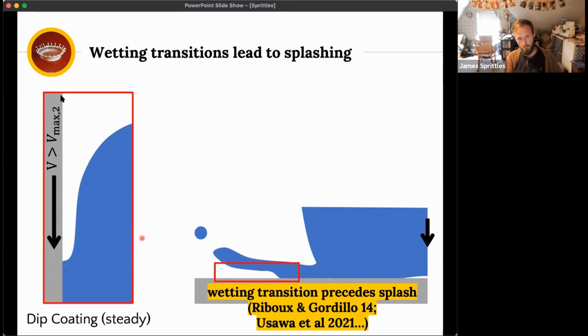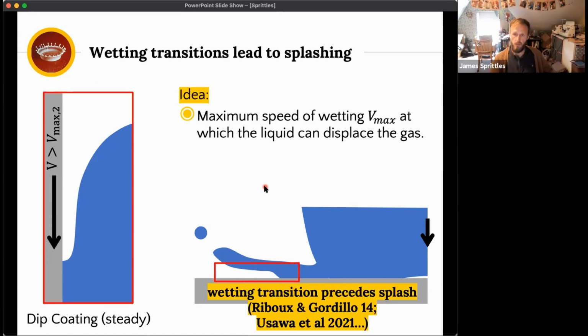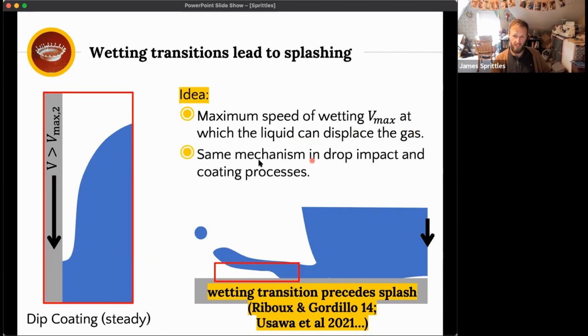What's nice about this process is there are also a lot of experiments on this, and it's a steady process without a lot of the complexities of drop impact. So the idea we're going to pursue is to think about there being a maximum speed of wetting at which liquids can displace the gas, and that it's the same mechanism in drop impact and coating processes. So by studying this one, we should get some insight into this process.